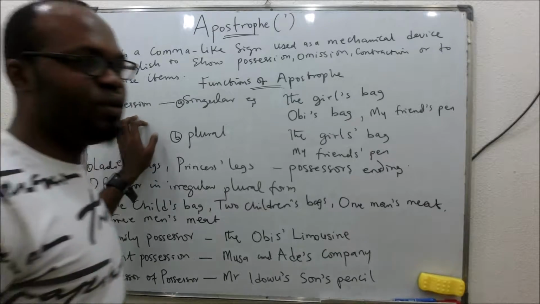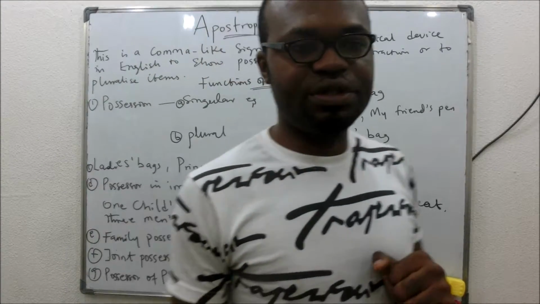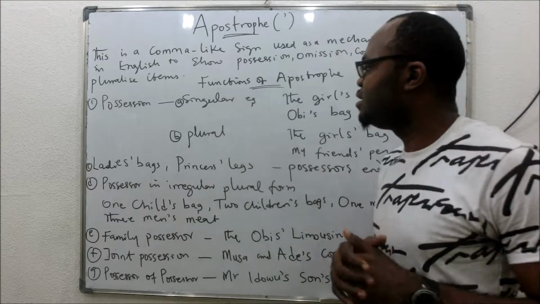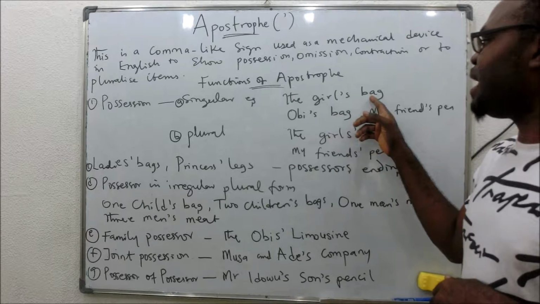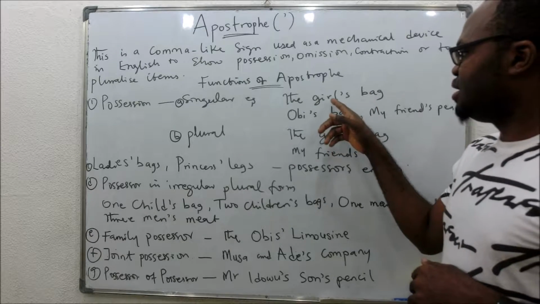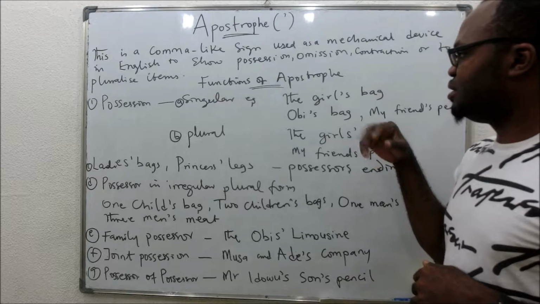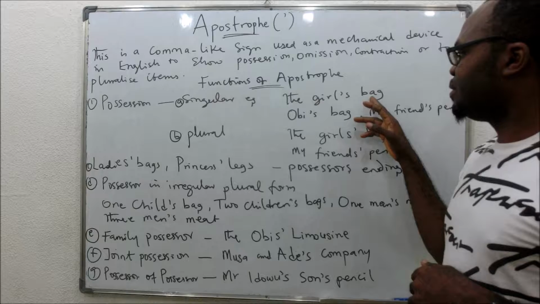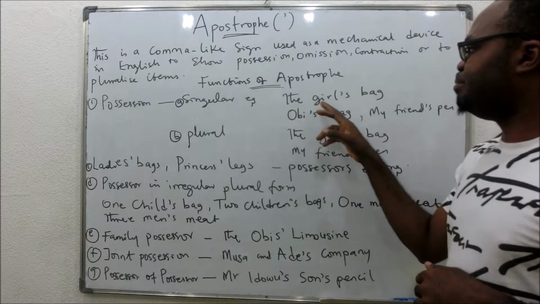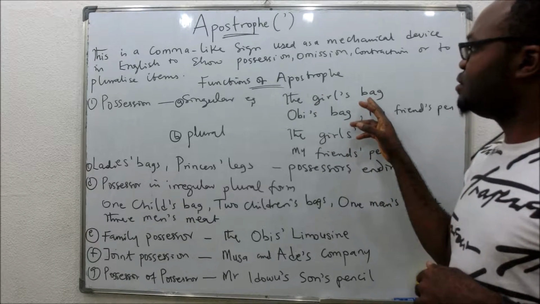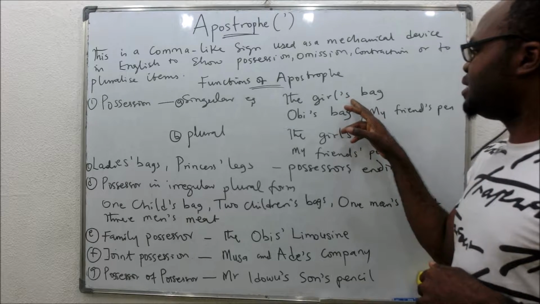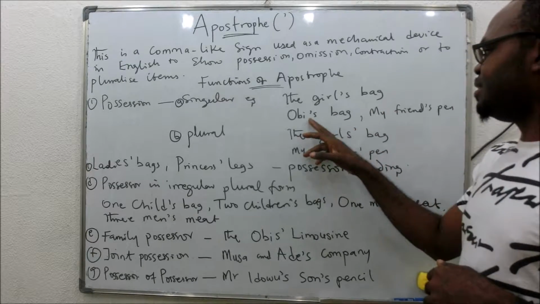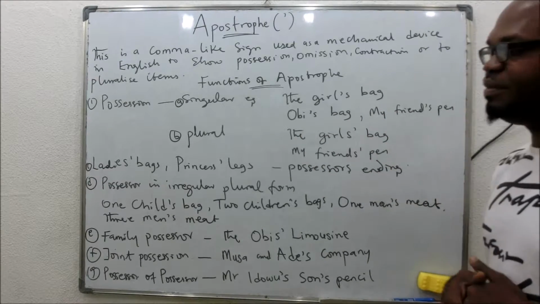Now, if you want to use apostrophe to show position for singular words, like the girl's bag, a girl possesses this bag. You understand? The girl's bag, the boy's bag. That is how it is shown. You use apostrophe to show that this girl is actually the owner of this bag. Now, Obi's bag, the same thing. My friend's pen, the same thing.